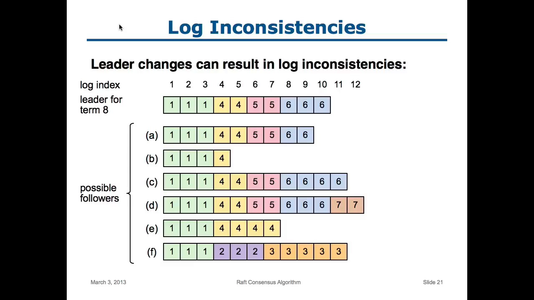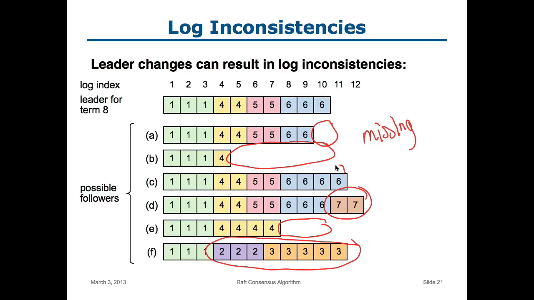Now that we've guaranteed safety and we know that the leader's log is correct, how do we make all of the followers' logs match the leader's log? Well, first, let me show you the different ways in which logs can be inconsistent. This slide illustrates what can happen. It's possible that followers can be missing entries that the leader has, such as in this case, for followers A and B here, or also for follower E. And followers can also have extraneous entries not present on the leader, such as these entries for term 7 over here, the entries for terms 2 and 3 at the bottom, an extra entry for term 6, and so on. So what we have to do is get rid of all the extraneous entries from the follower logs and then fill in all of the missing entries from the leader's log.